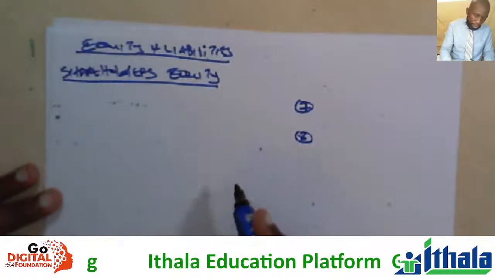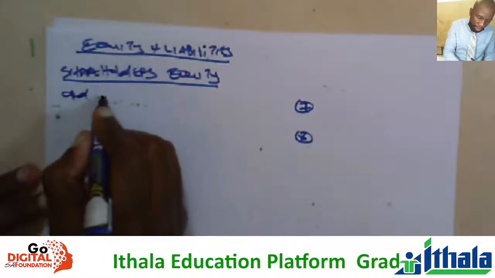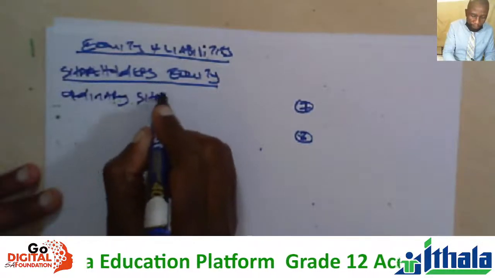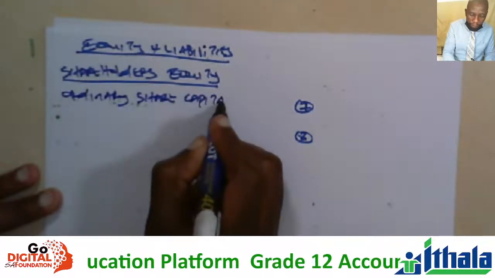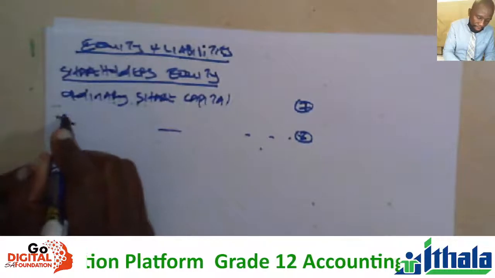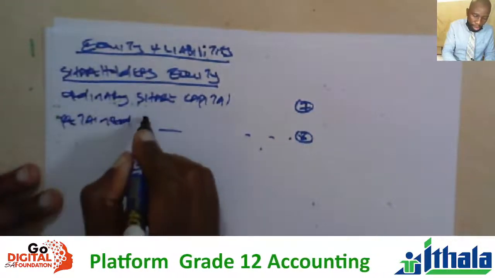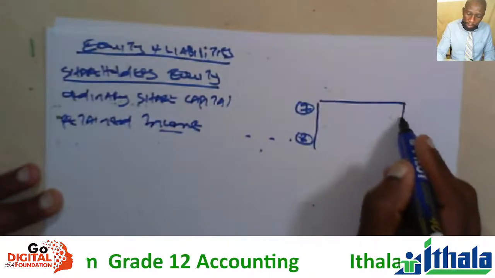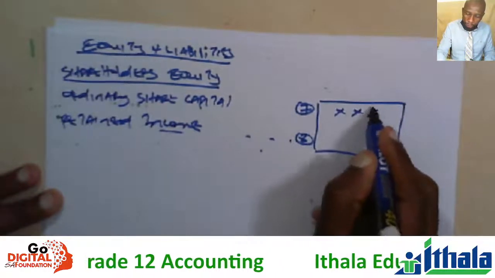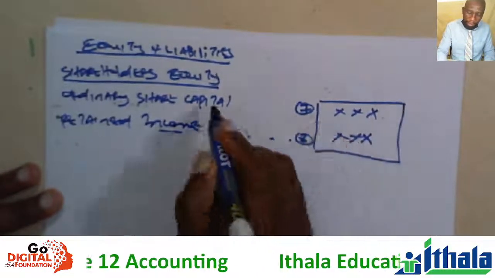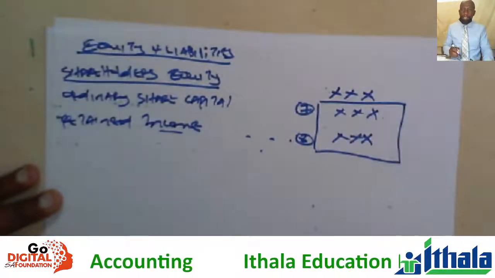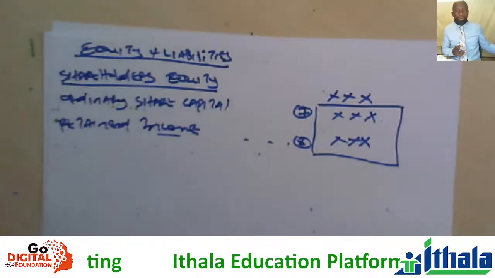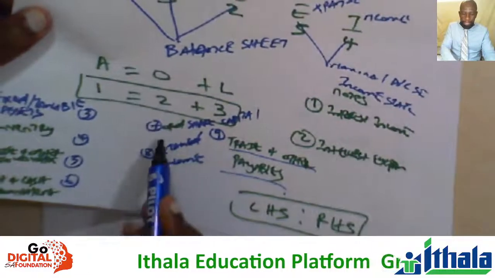What is note number 7? Ordinary share capital. Note number 8, retained income. So we are adding these two. Note number 7 plus note number 8 is equal to what? Shareholders equity. The combination of these two is equal to shareholders equity. According to our system, 7 and 8, this is O.